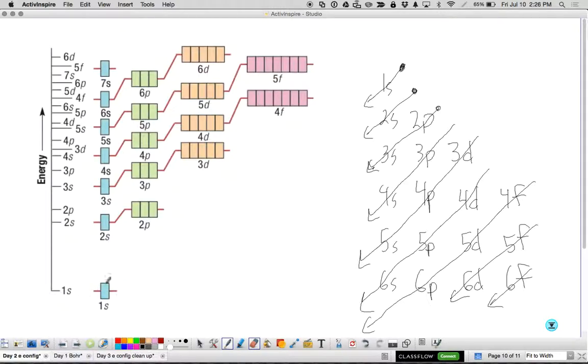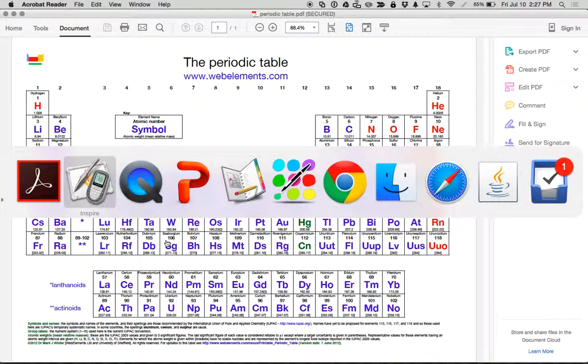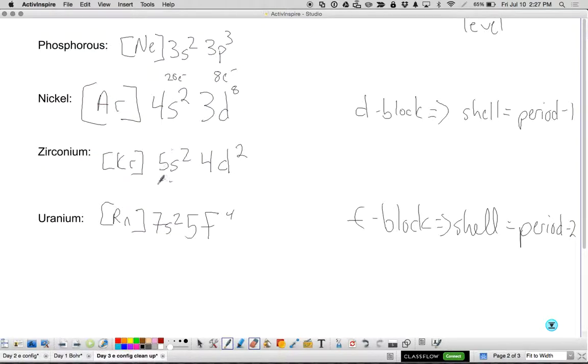Okay, and if I go back and I look at my handy-dandy cheat sheet here, oh, I got to go down to 7s. I'm sorry. So after 7s, you come up here to 5f, then 6d, then 7p. Okay. And so after 7s, I go to 5f, and that's what I found. Okay, so using this trick of noble gas configurations, and then pairing that with the S block, the P block, the D block, and the F block, means that you should be able to do electron configurations very, very quickly and very easily.